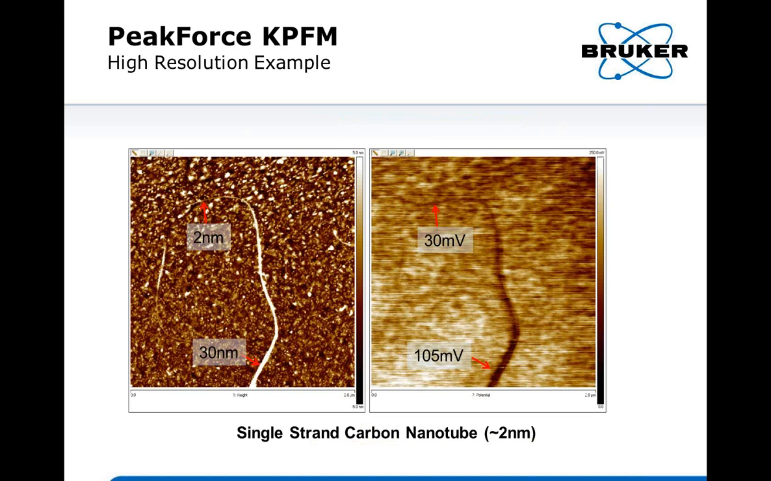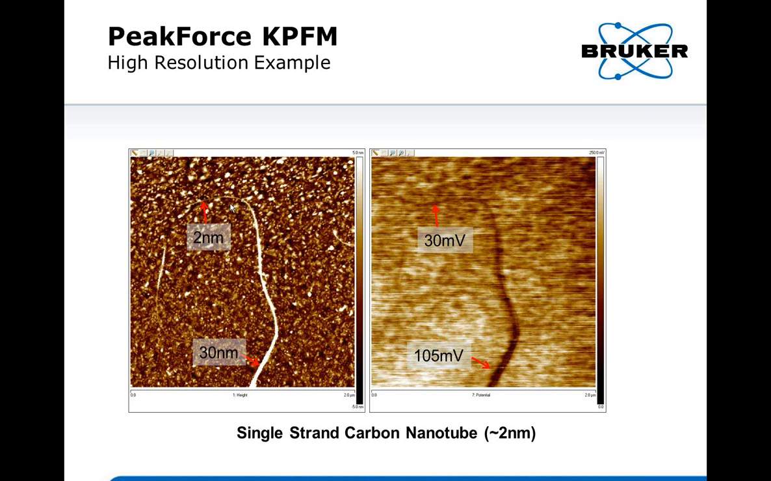Now let's see what kind of small feature you can resolve. The sample here is a carbon nanotube sample laid on gold-covered silicon. On the left is a height image, on the right is a potential image, the KPFM image.